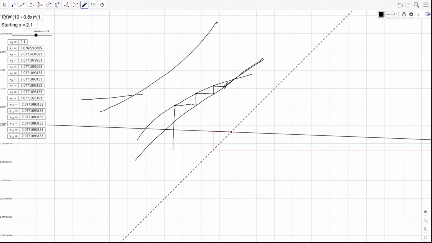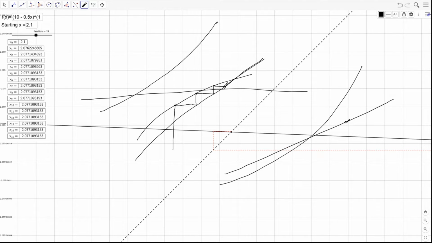If you choose a value too far away from the root, or on the wrong side, like for example here, if you choose this value for your initial value, it's going to diverge away from the root. It won't get closer and closer to the root. If you chose a value on this side, it will take you closer to the root. On that side, it will take you away from the root. So that's sometimes what happens.